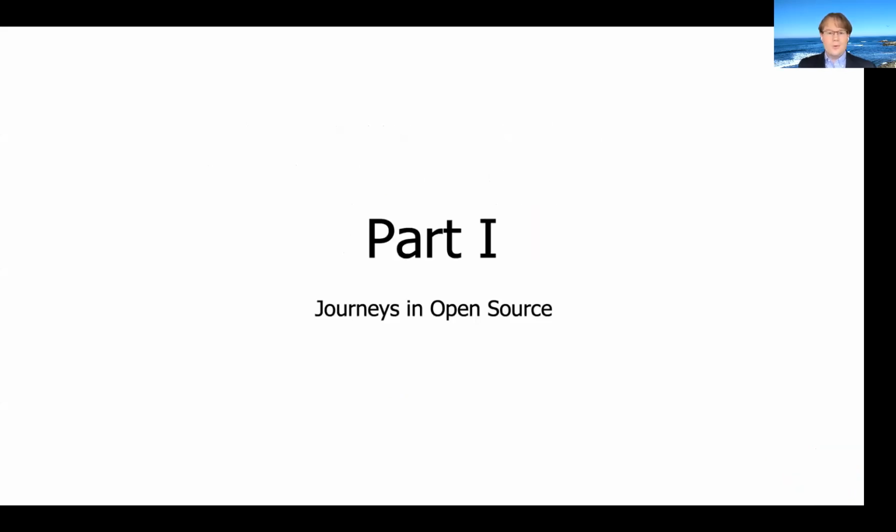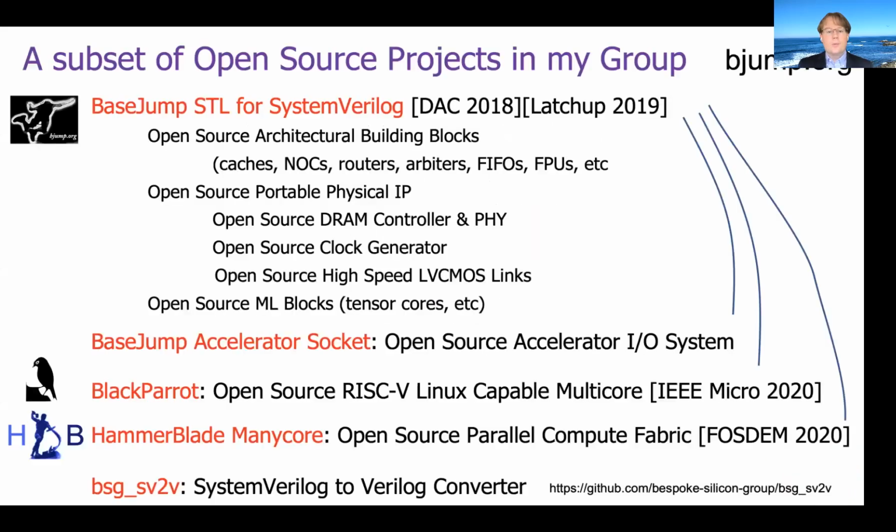So part one, journeys in open source. This is a subset of the open source projects that are going on in my group. The foundation of my projects is the BaseJump STL standard template library for SystemVerilog. It's a collection of commonly used hardware blocks. Pretty much all of the things that you regularly compose in hardware, we have implementations of them, and more importantly, we have standardized interfaces that allow these things to connect together very easily and without bugs.